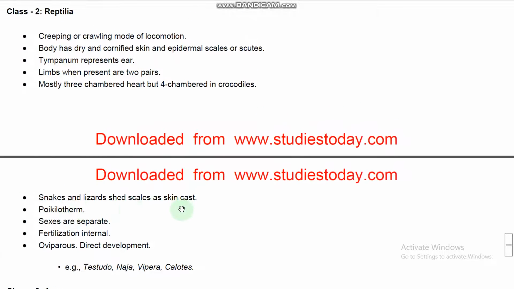Snakes and lizards shed scales as skin cast. Shedding of the skin, removing the old skin and getting new skin, is called skin casting, right? These reptilia are also poikilotherms, cold-blooded organisms, and sexes are separate. These are dioecious, unisexual. Fertilization is internal. Reptilia, Aves, and Mammals have internal fertilization only, right? Amphibians have external fertilization. And these are oviparous, laying eggs, with direct development. There is no indirect development in Reptilia, Aves, and Mammals, right?